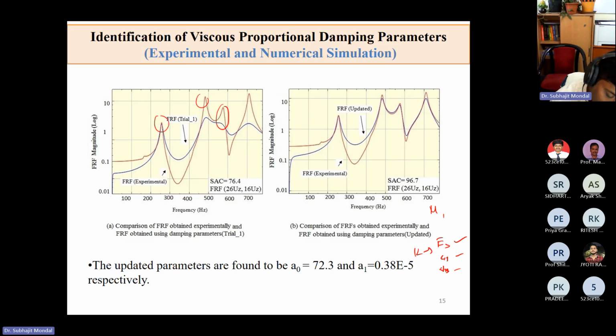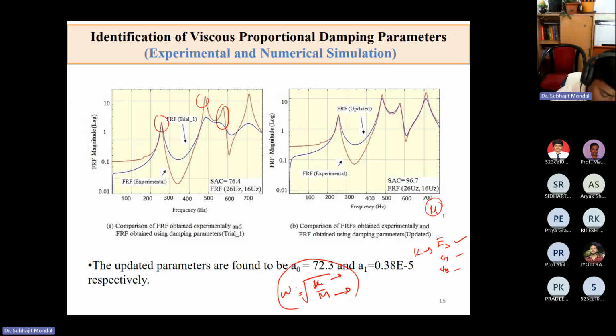Now the problem lies here with the mass and the K. You know that omega is equal to root under K by M. So either you can update the mass or you can update the K. Both will give you the same result. So now which parameter should we consider?